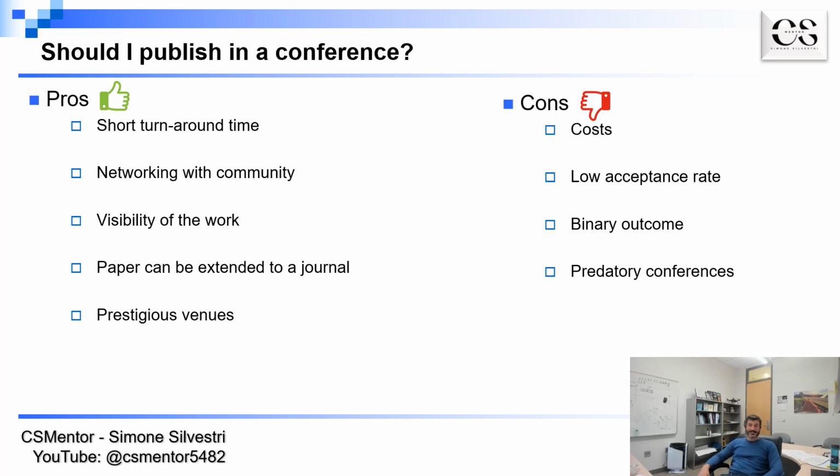So let's finally address the question: should I publish in a conference? The answer, of course, is yes, but you should consider many different things before deciding. So what are the advantages of publishing in a conference? The first one is the short turnaround time. Generally you submit the paper, and after maybe a month and a half, 2 months, 3 months, you hear back what the outcome is. Also, the outcome, as we said, is binary. So you know if the paper is going to be accepted or rejected. And this is different from a journal, and I'm going to make another video about that.